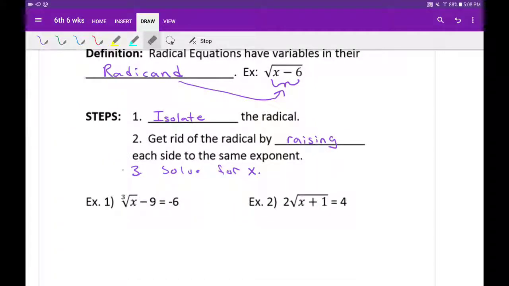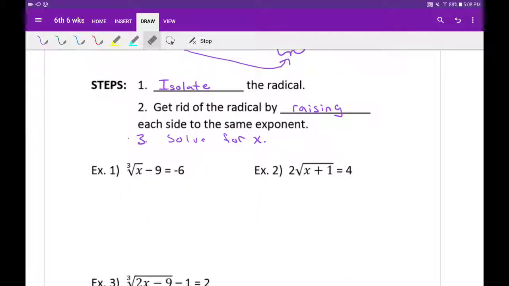All right, guys, here we're going to solve radical equations using the powers. So what we're going to do is we have 3 steps. We're going to isolate the radical, get rid of the radical by raising each side to the same exponent, and then we are going to solve for x.